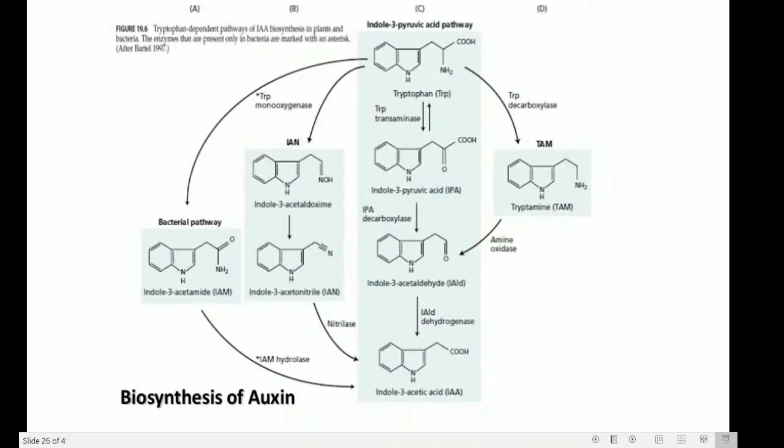Here it's a repeated one, in table form. Each hormone is produced through different pathways. How is it produced? The first is the bacterial pathway. In that pathway, indole acetamide, the IAM, is directly converted into indole acetic acid, the IAA. IAA is the auxin molecule. It uses IAM hydrolase. Then another pathway uses indole acetonitrile.